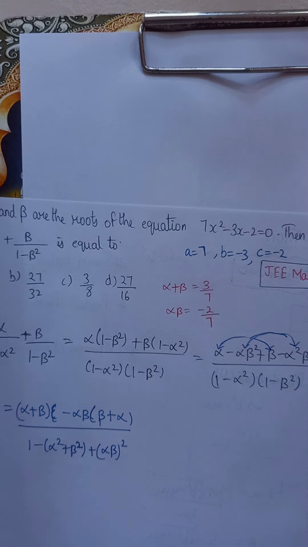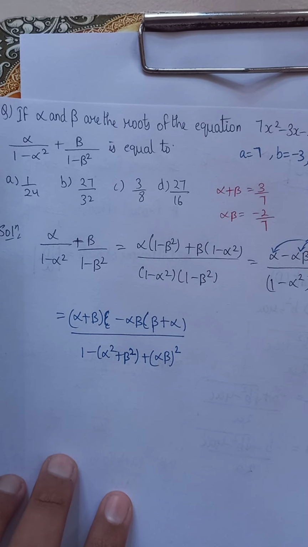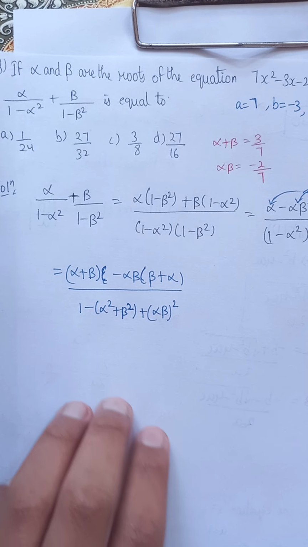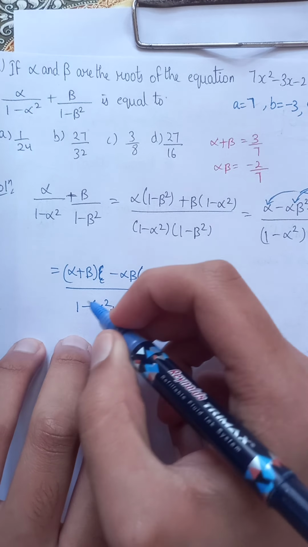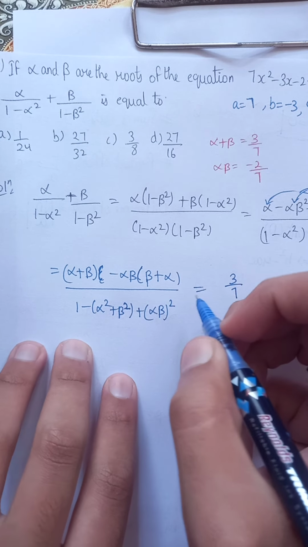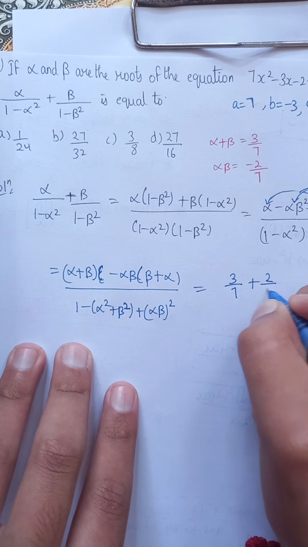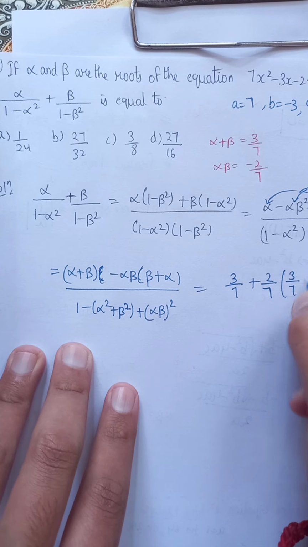Since we know alpha plus beta and alpha beta values here, now let's put this into this equation. Let's substitute the values. So what you get is alpha plus beta value 3 by 7, 3 by 7 minus alpha into beta, which is minus of minus plus 2 by 7, into, again, alpha plus beta, 3 by 7.